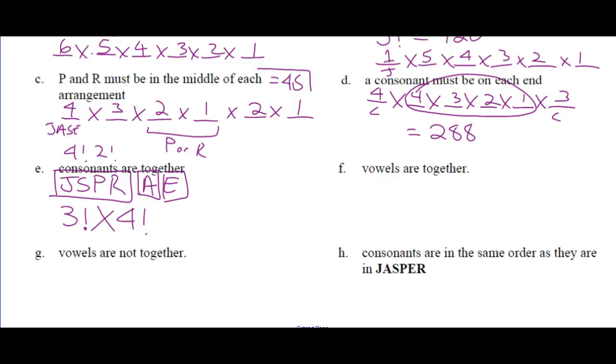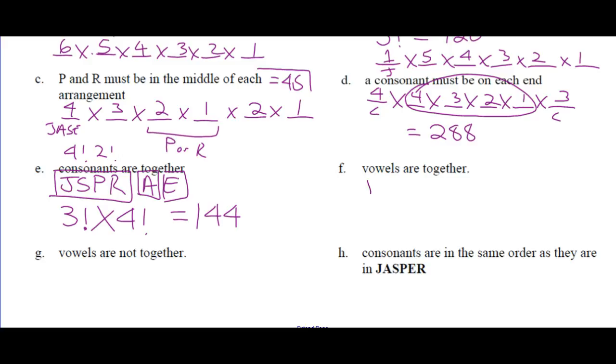For every one of those, what's 3 factorial? It's 6, right? For every one of those 6 arrangements, I could have JSPR, or I could have JPSR, or, you know, I have 4 factorial ways of doing that. So for every one of those 6 arrangements, there are 4 factorial, 24 ways of arranging the J, S, P, and R, and that gives me 144.